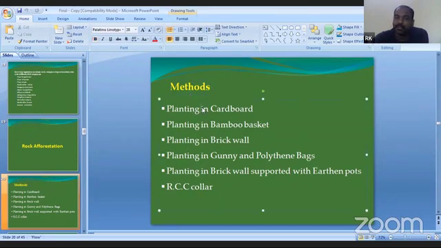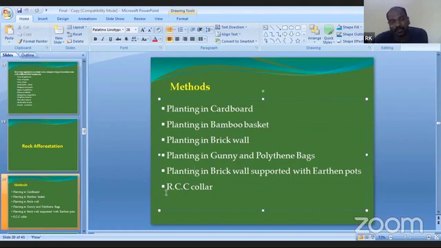One is planting in cardboard. Second method is planting in bamboo basket. These are the planting materials. How to get ready the planting material in bamboo basket? We get ready the planting material, cardboard, and planting in brick wall, planting in canvas bag and polythene bag. Canvas means sack. Polythene is HDPE, high density polythene bag, and planting in brick wall supported with earthen pots.